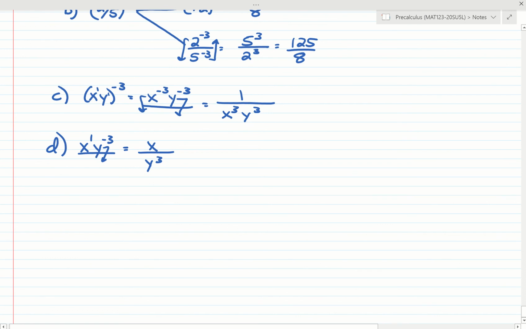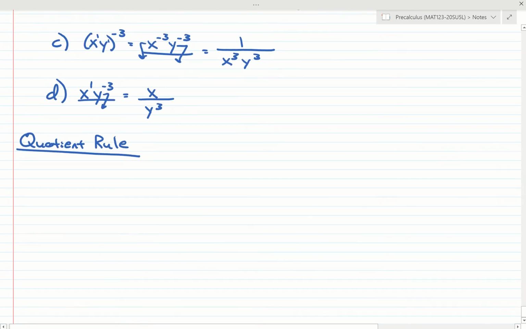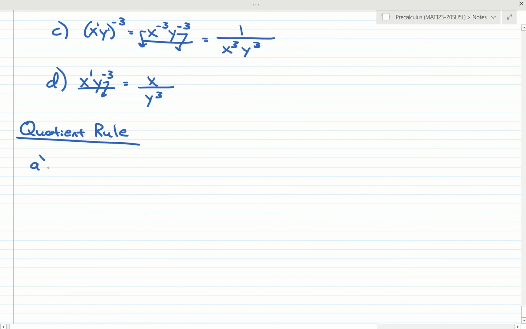Let's practice a little bit more using the quotient rule. Now with the quotient rule, remember if we have the same base, the exponents get subtracted, right? So a to the 5th divided by a to the -8th would be what? Well, 5 minus -8 is 13. Just be careful. Sometimes people do 5 minus 8, but it's really 5 minus -8.